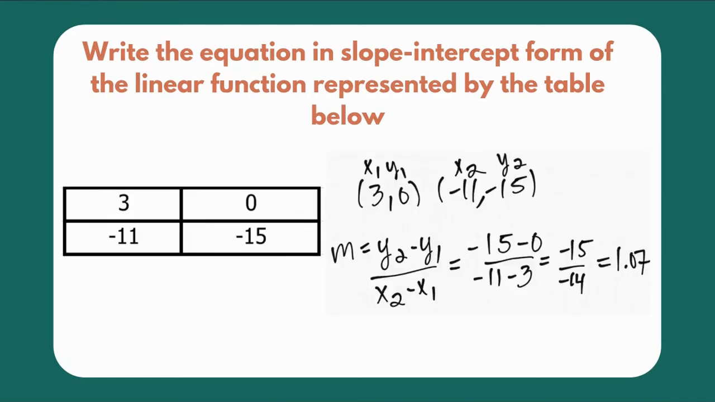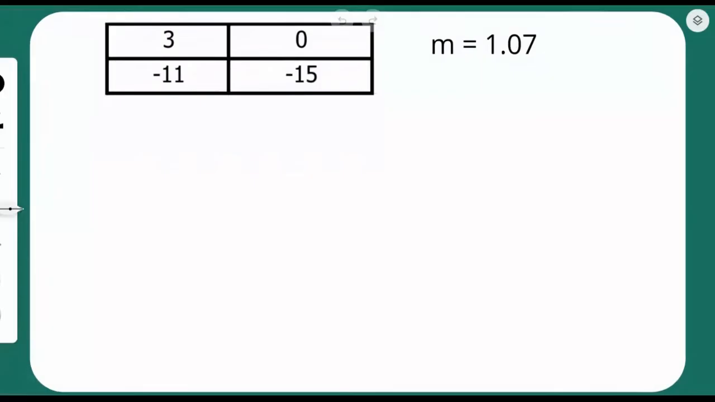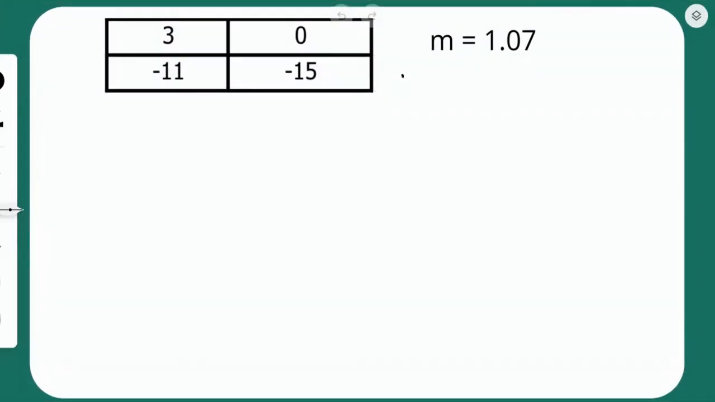The focus of this video is not to be able to calculate the slope. I've shown my work here for how we calculate the slope, but if you're still confused on how to do that, we have another video that reviews that concept, so go ahead and watch that one. But here we have our calculation for the slope. We use the slope formula, and I calculated our slope to be 1.07. So now we're ready to find the equation of this line in slope-intercept form.